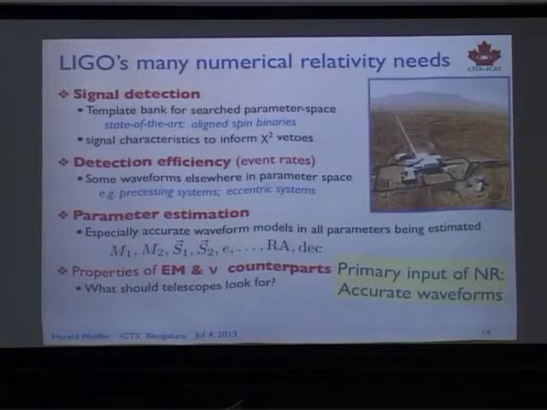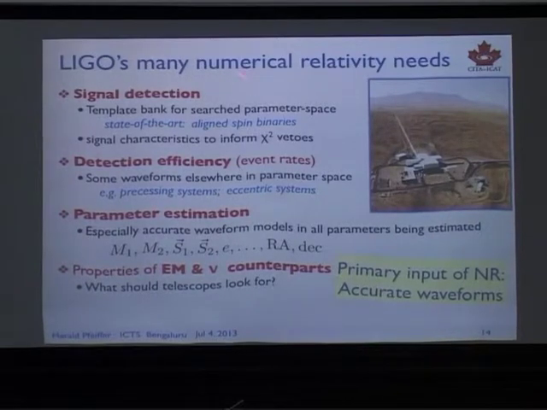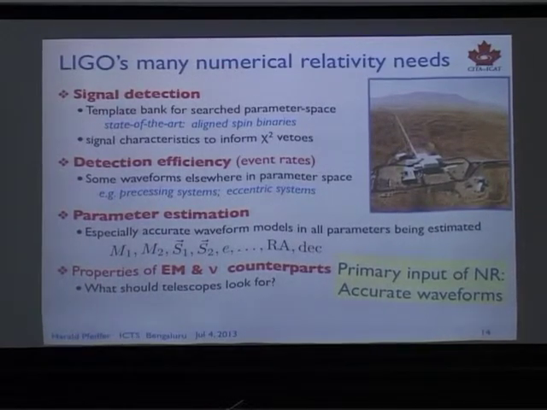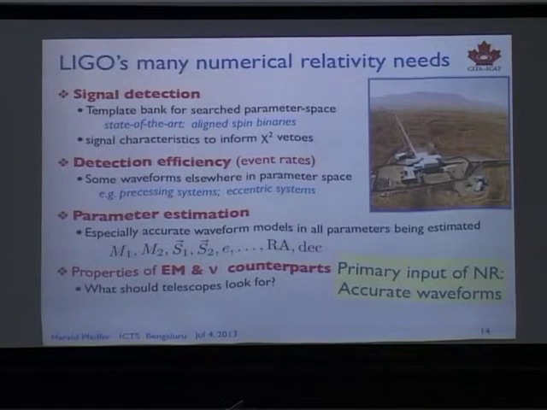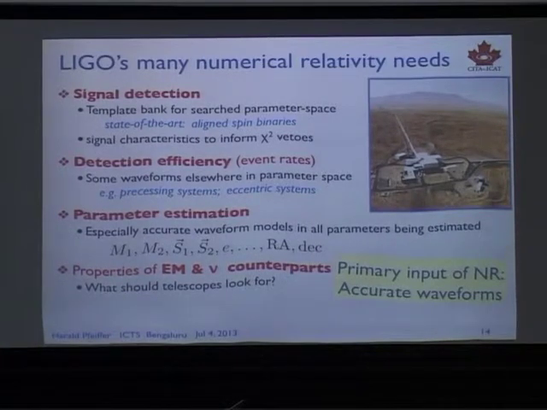The most widely known one is for signal detection with template banks. You need to know the waveforms you're looking for. And so to compute waveforms usually involves numerical relativity to get the best possible waveforms. And so for signal detection, there is input of numerical relativity into these template banks. Signal detection is actually a fairly straightforward process, it seems to me.